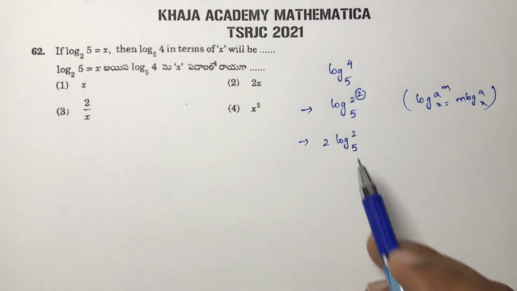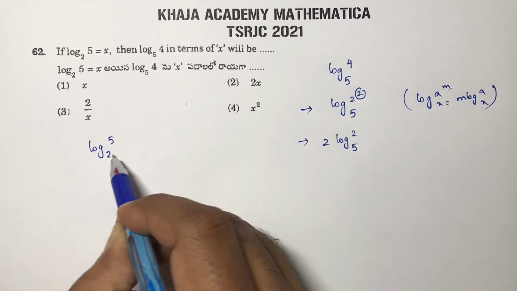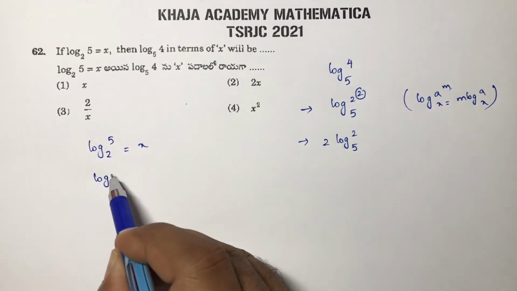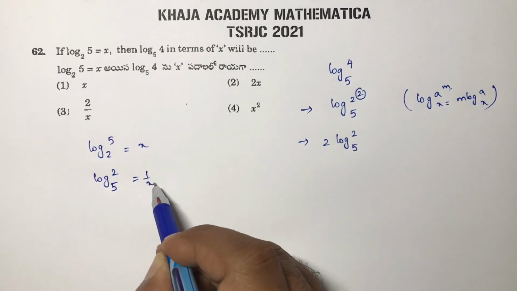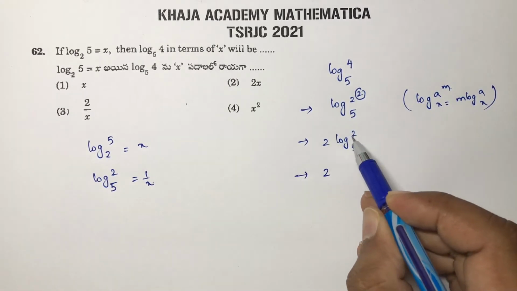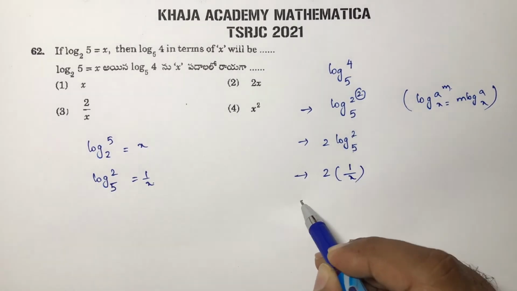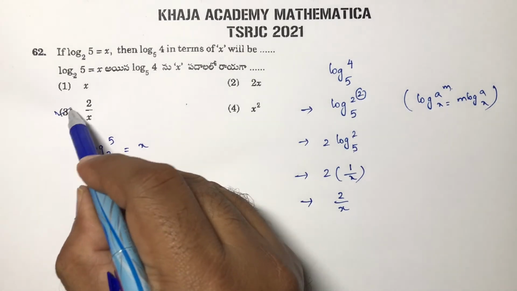So log 2 to the base 5 in terms of x: log 5 to the base 2 is x, so log 2 to the base 5 will be 1 by x. So here log 2 to the base 5 is 1 by x, so it will become 2 by x. So the correct option is 3.